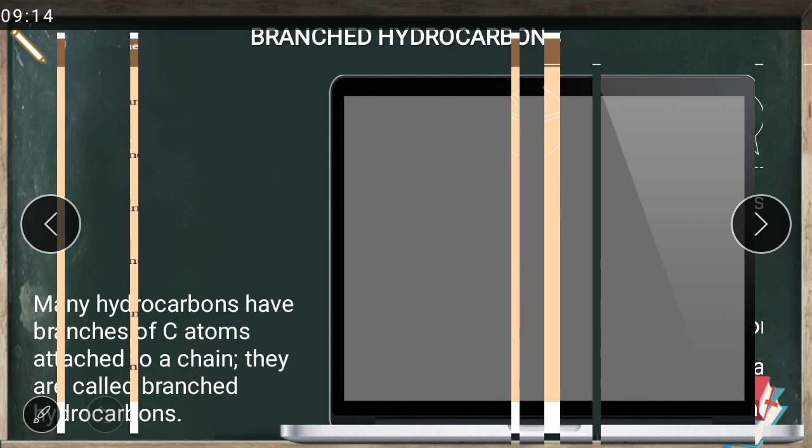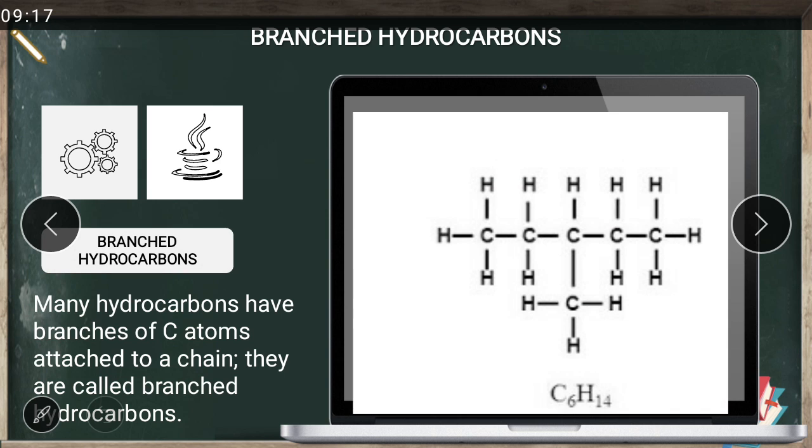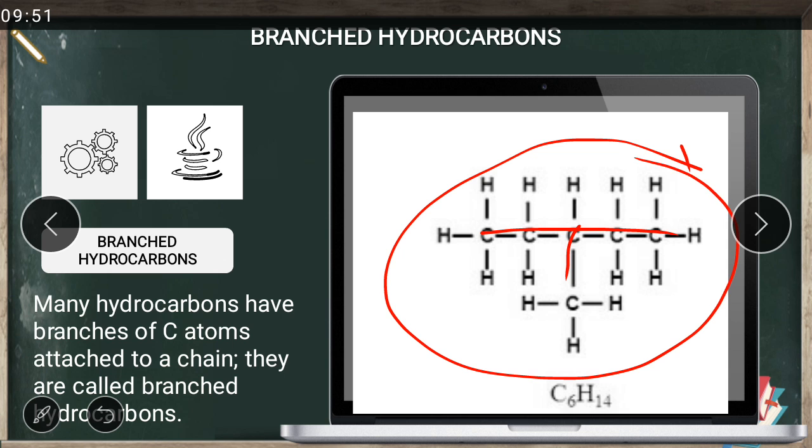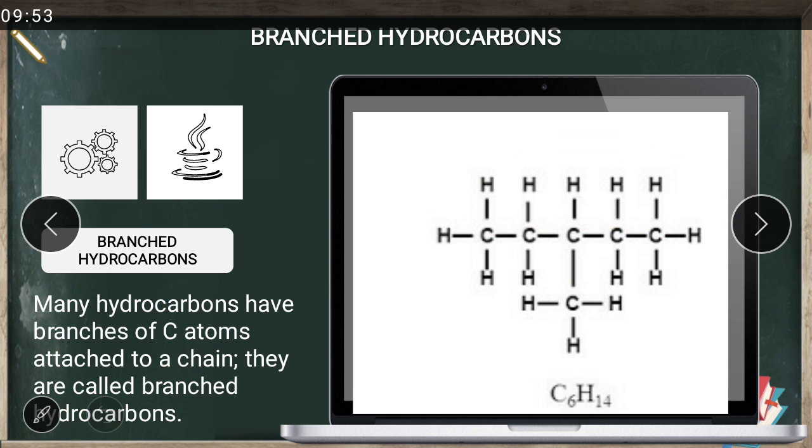Now this is branch chain hydrocarbons. Many hydrocarbons have branches of carbon atoms attached to a chain. They are called branch chain hydrocarbons. In this example, we can see that this is the main chain, and here another carbon is joined as a branch. So this is an example of a branch chain hydrocarbon.